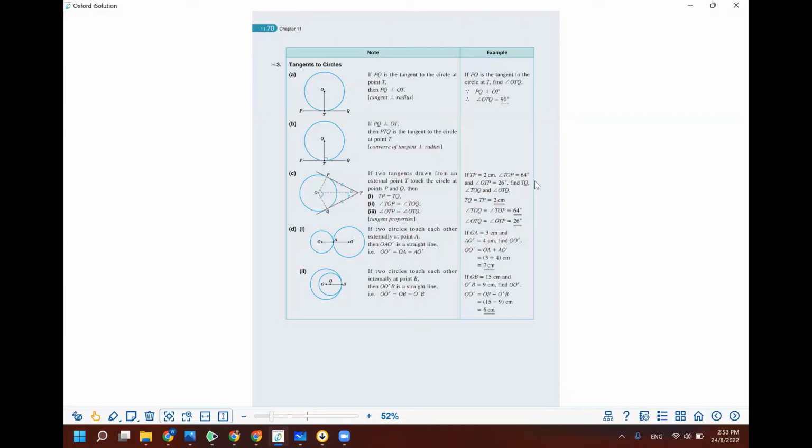In the next group, we talk about the tangents to circles. 3A, tangent perpendicular to radius. 3B, the converse of tangent perpendicular to radius. 3C is what I call a symmetrical property.